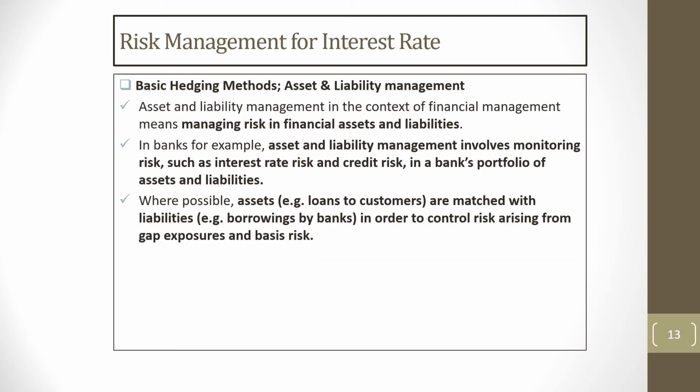Okay, next is asset and liability management. Okay, so apa yang dimaksudkan asset and liability management adalah managing risk in financial asset and liabilities. So in a bank, for example, asset and liability management involves monitoring risk, such as interest rate risk, credit risk in the bank portfolio asset and liabilities. Okay, contoh in the bank perspective, asset adalah apa? Asset, and what is liability?